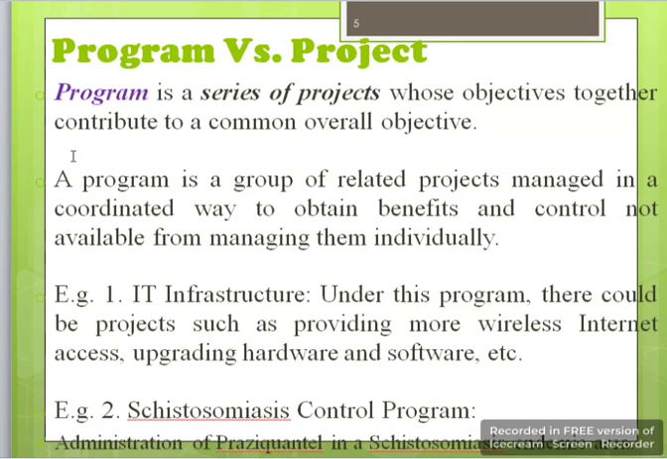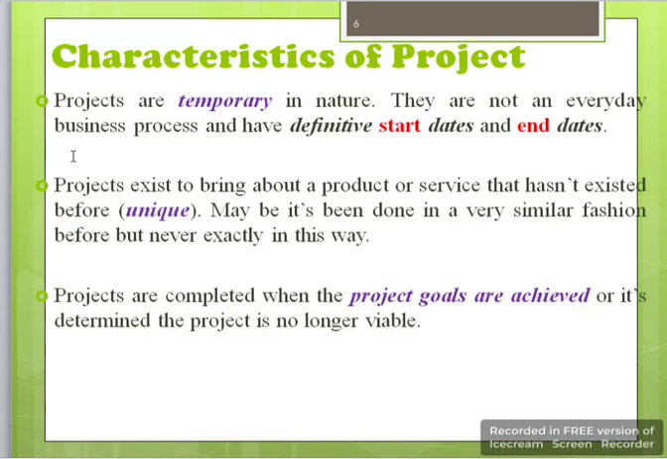Characteristics of project. Projects are temporary in nature. They are not an everyday business process and have definitive start dates and end dates. Projects exist to bring about a product or service that hasn't existed before; it is unique. Maybe it's been done in a very similar fashion before but never exactly in this way. Projects are completed when the project goals are achieved or it's determined the project is no longer viable.